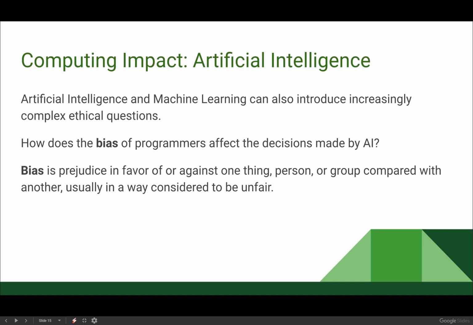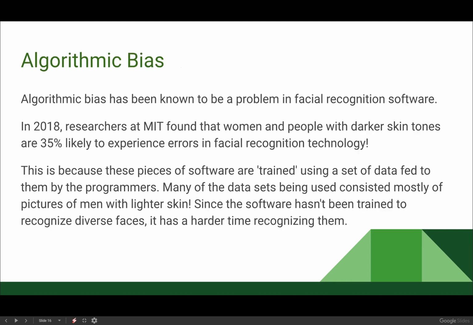Bias, for those of us who don't remember the definition, is prejudice in favor of or against one thing, person, or group compared with another, usually in a way that is unfair. So how can the bias of programmers affect AI decisions? This is called algorithmic bias, and it has been found to be a problem in a variety of different places.